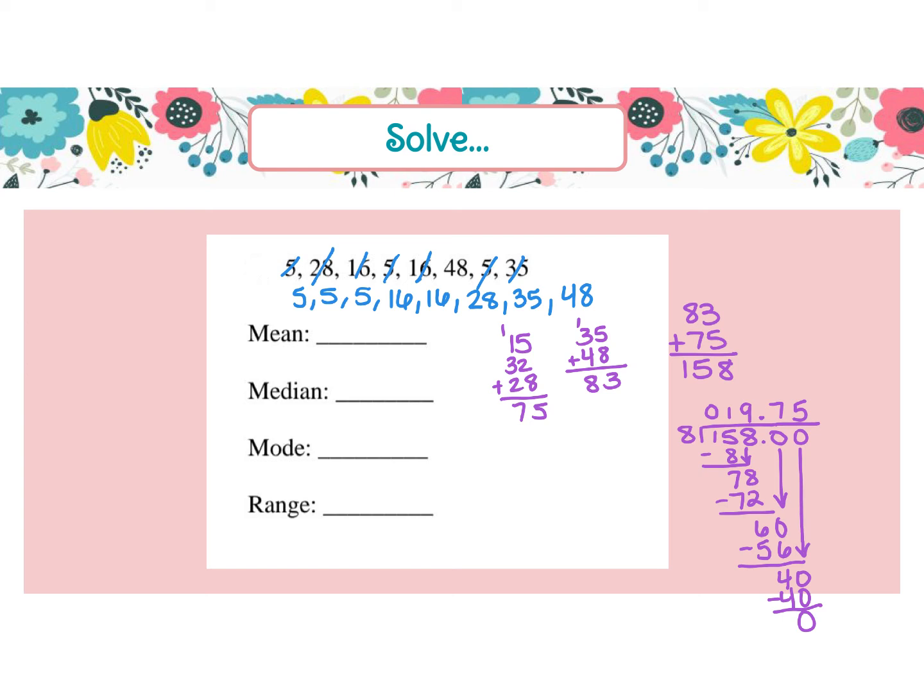We want our mean to be rounded to the nearest tenth. So we need to look at the 5, the number to the right of the tenths place, and we will need to round our tenths place up because our number is 5 or more. So our mean for this data set is 19 8/10.